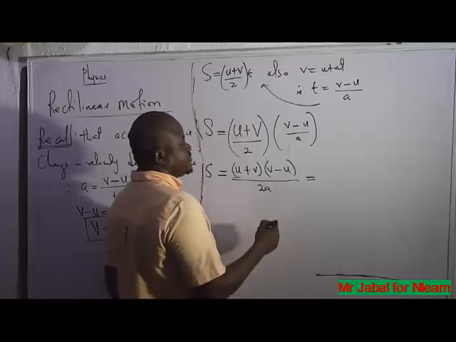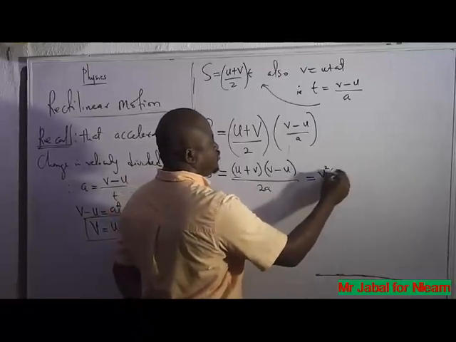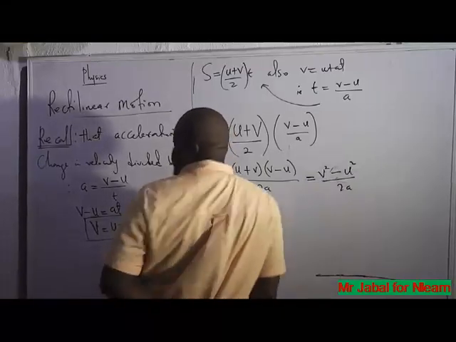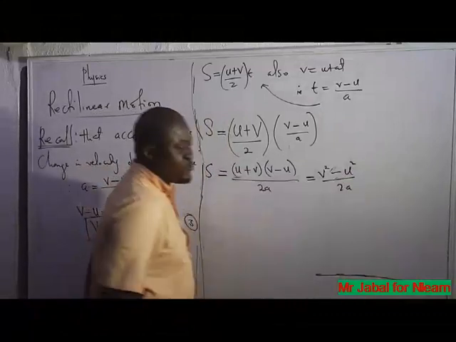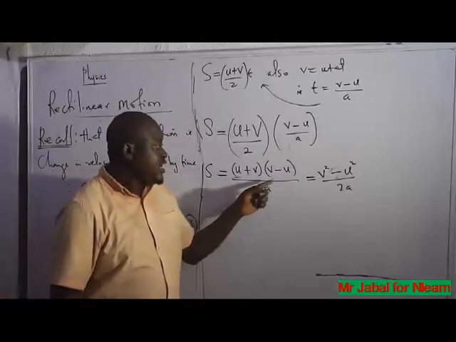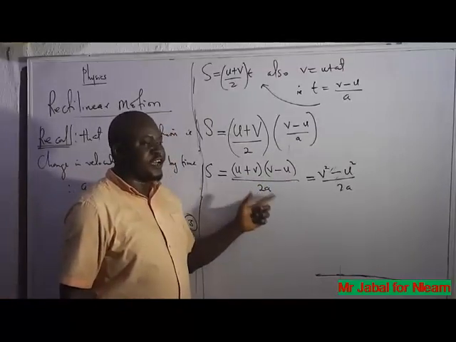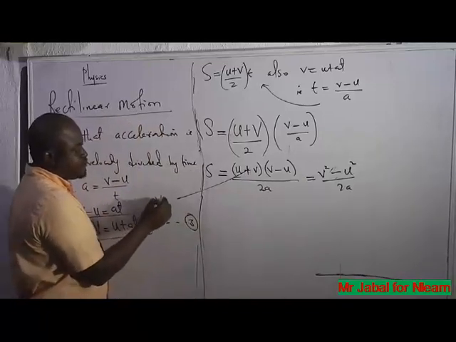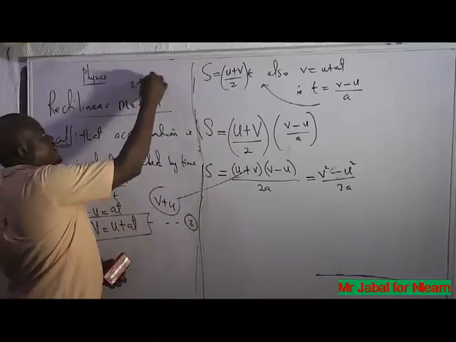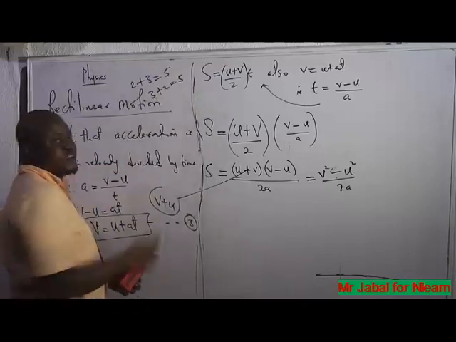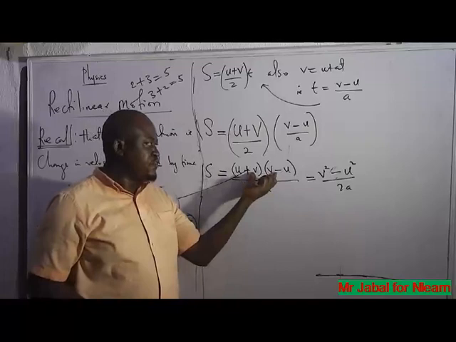So this value is the same thing as V squared minus U squared over 2A. And somebody asks a question: how did U plus V times V minus U become V squared minus U squared? It's called difference of two squares. There is no difference between these two values. The only difference is that one of them is positive and the other is negative, because this value can also be V plus U. The reason is that in mathematics, 2 plus 3 is equal to 5, and 3 plus 2 is equal to 5.